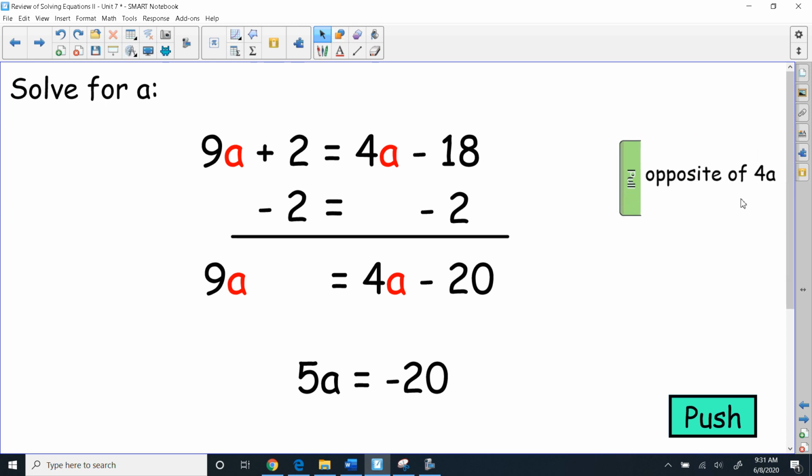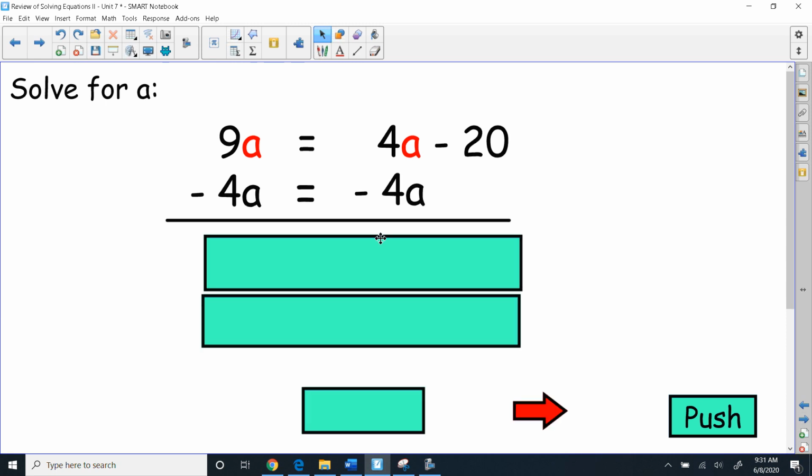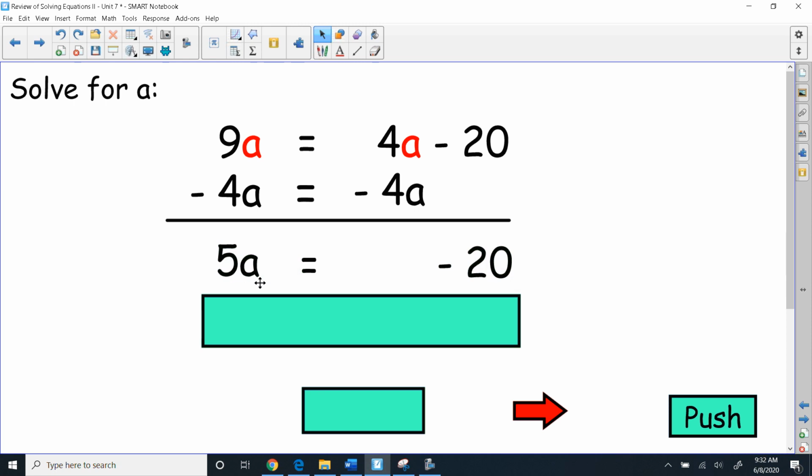So we have to use the opposite of 4a to get that over to the other side. So let's use the opposite of 4a. The opposite of 4a would be minus 4a. So we would minus 4a to get that to go over to this side. And 9a minus 4a will give us 5a. And that's equal to, the 4a's cancel out, a minus 20.